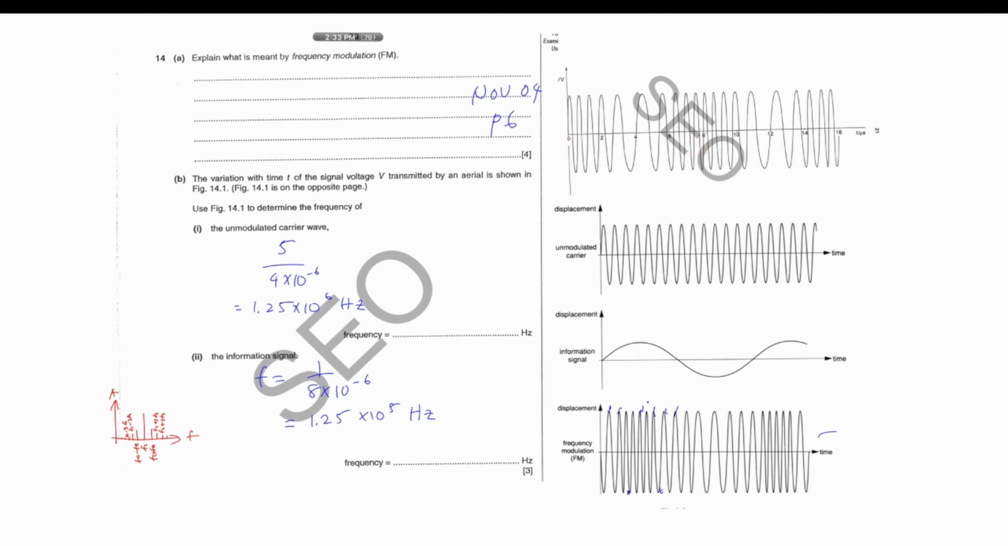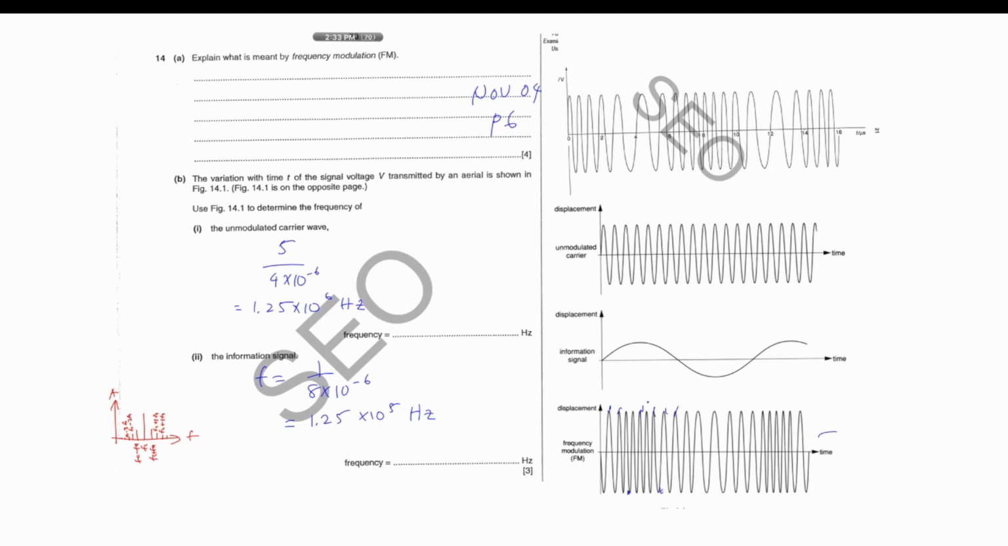Or I could count from 0 to 12 because then I have another maximum compression that can cancel this maximum extension. But what you cannot do is count the number of cycles from 0 to 6, for example, because this compression will cancel this extension, but this extension cannot be cancelled by this. It needs to be cancelled by here. So you cannot use 0 to 6. So if I use in this question from 0 to 4, I will be able to get how many cycles? 1, 2, 3, 4, 5, and then divided by 4 microseconds. So that will be the frequency of the unmodulated carrier wave.